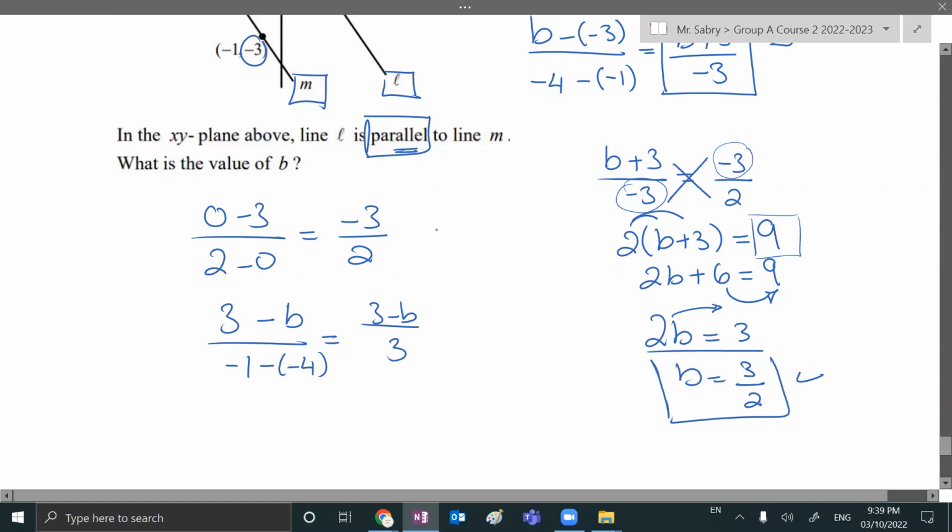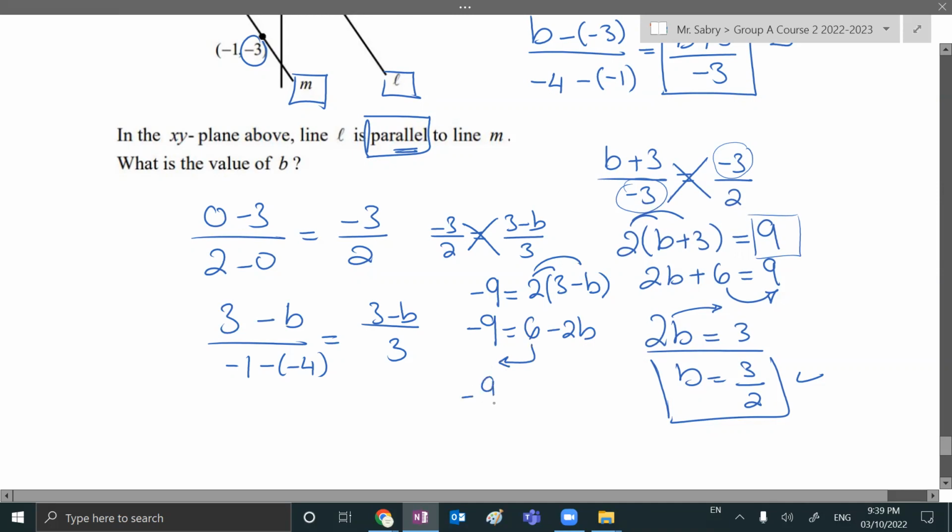So now negative 3 over 2 is equal to 3b over 3. Cross multiply. You'll get negative 9 equals 2 multiplied by 3 minus b. Distribute the 2. Negative 9 will be equal to 6 minus 2b. Move the 6 to the other side, you'll get negative 9.